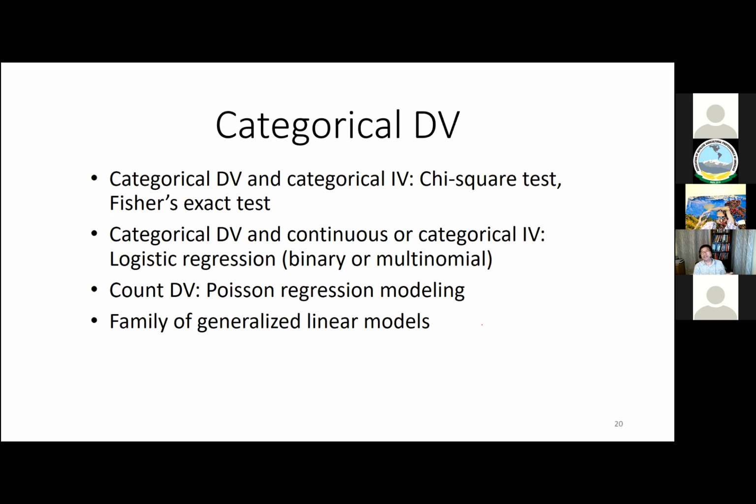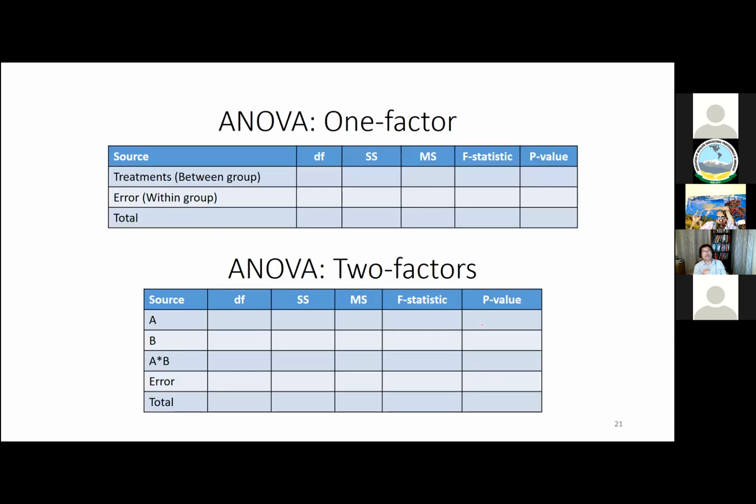If you have count data as a dependent variable, you could also use Poisson regression modeling. Although we have not heard this very commonly in preliminary statistics courses. And these would be called the family of generalized linear models. Basically, if you have a count or categorical outcome variable, then you'll have to use what is generally called a generalized linear model.